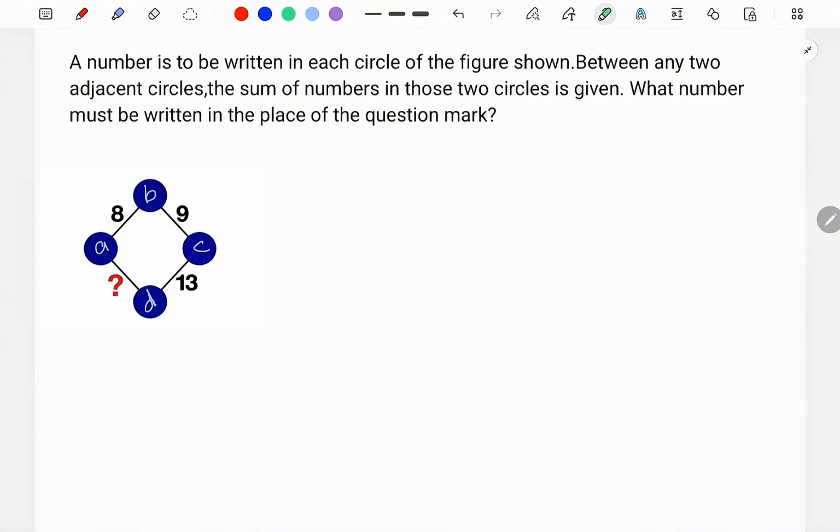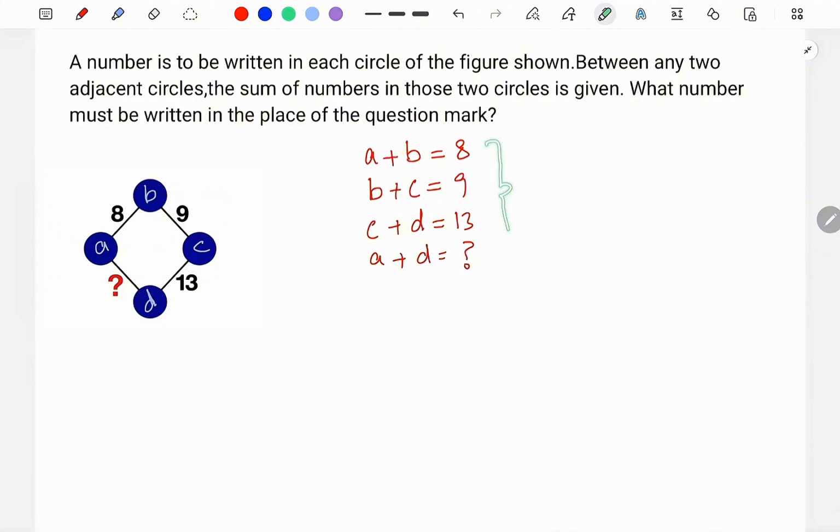We have to reach the solution of A and D, the sum of A and D. Let's see what is given over here. The sum of A and B is 8, and the sum of B and C is equal to 9. The sum of C and D is equal to 13. And the sum of A and D is a question mark.